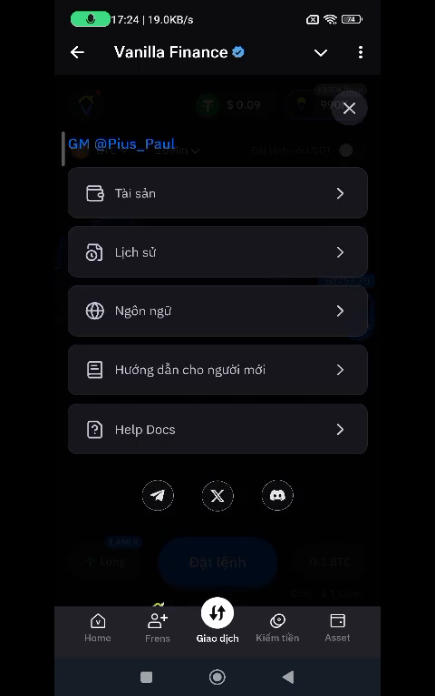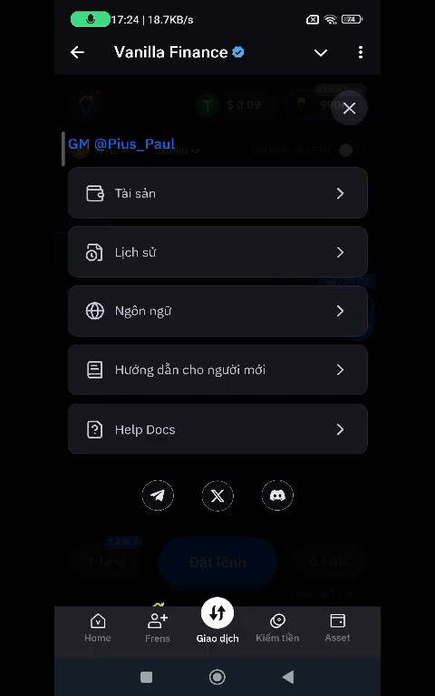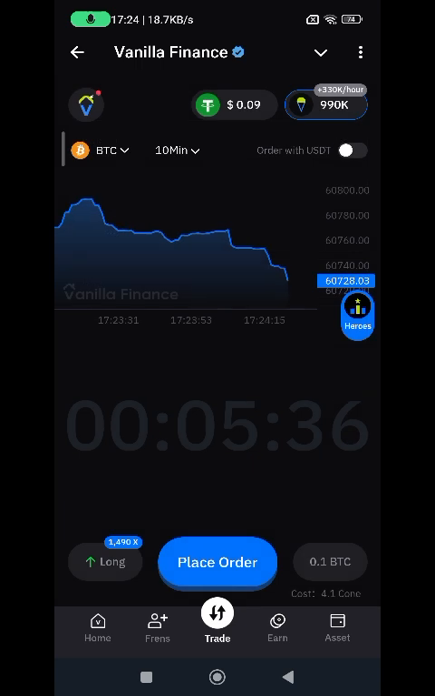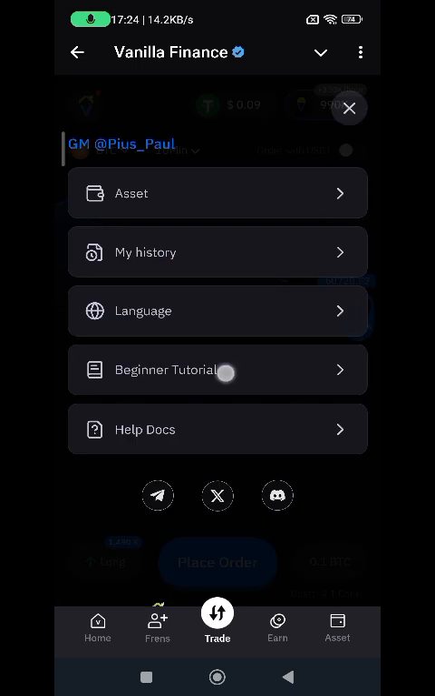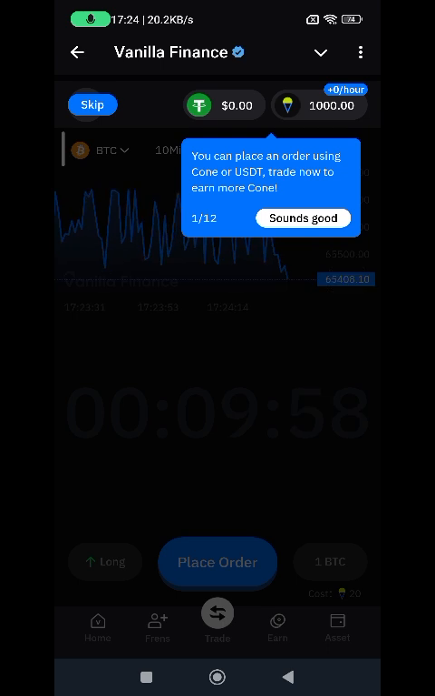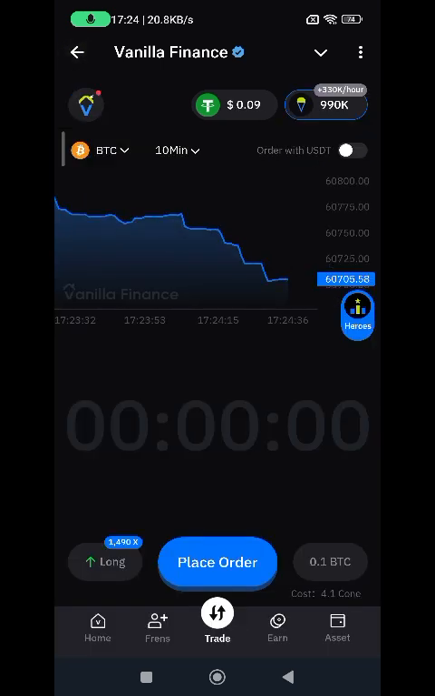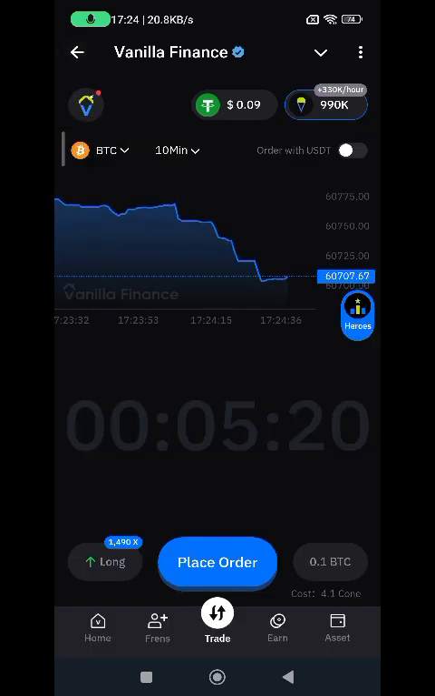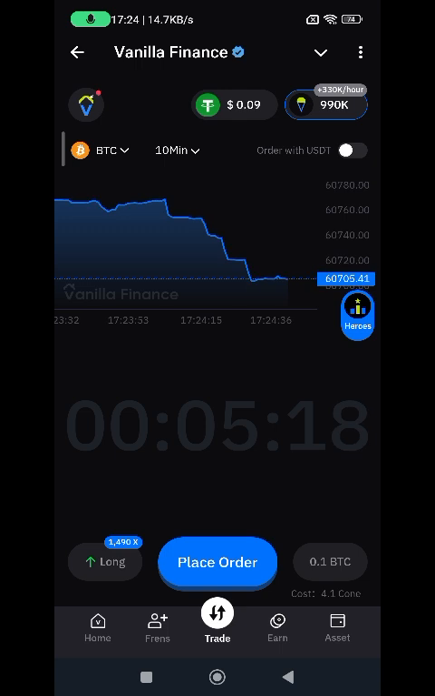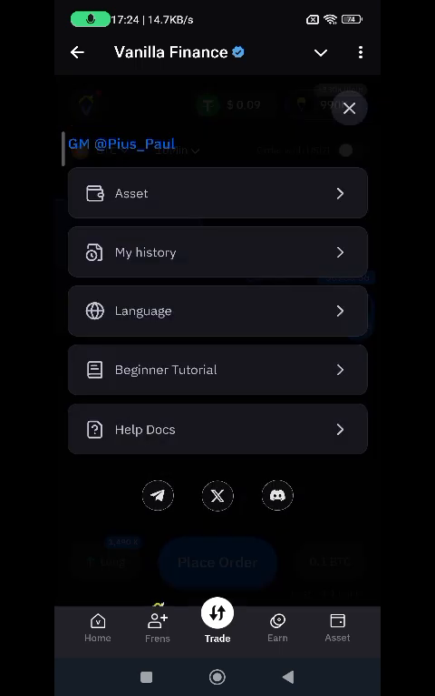That's what it does. Oh my goodness, I have to find language. Okay, so let's go back to English. And then you can also check out the beginner's tutorial. It's going to guide you on how to use this platform, in case you forget anything that I've taught. And then finally on that part is help document, so you could get some other documents.